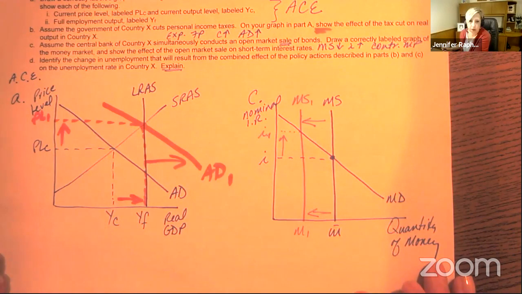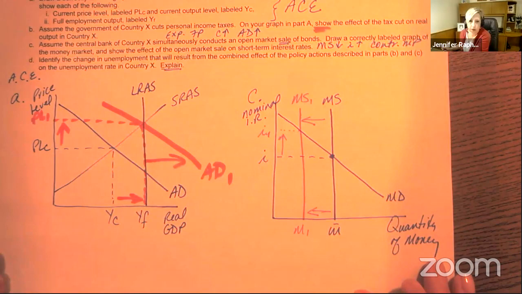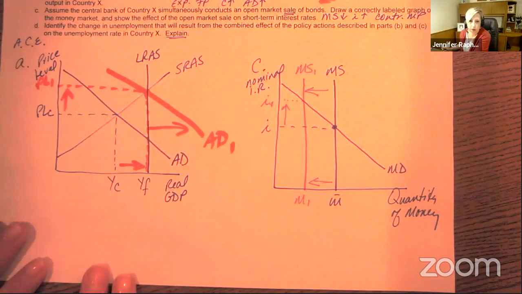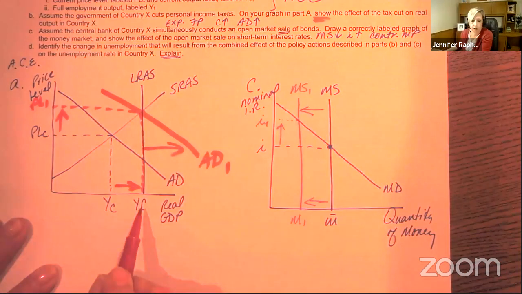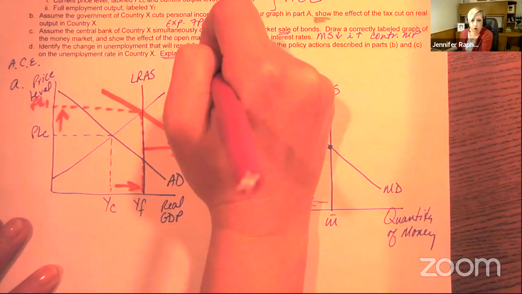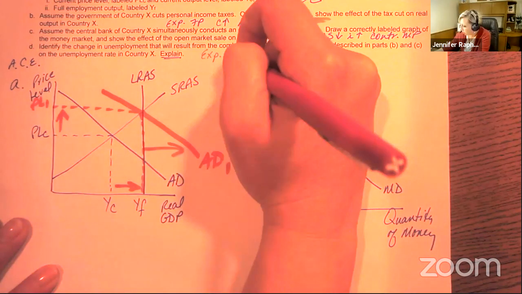So the combined policy actions. So expansionary fiscal policy leads to an increase in consumption and an increase in aggregate demand, which we saw produced an increase in real output. Well, in order to produce more output, you have to hire more workers. So we can conclude that the expansionary fiscal policy leads to a decrease in the unemployment rate. It's going to fall because we need more workers.